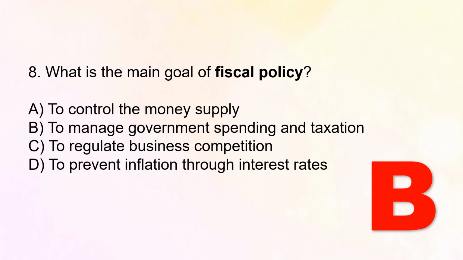Letter C is incorrect because regulating competition is the role of antitrust policies, not fiscal policies. Letter D is incorrect because controlling inflation through interest rates falls under monetary policy. Fiscal policy is only letter B.